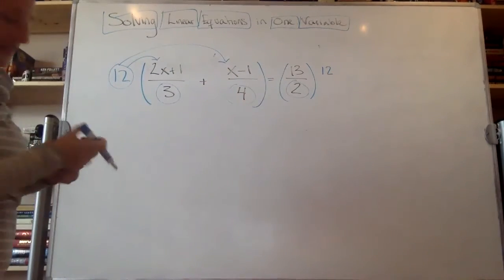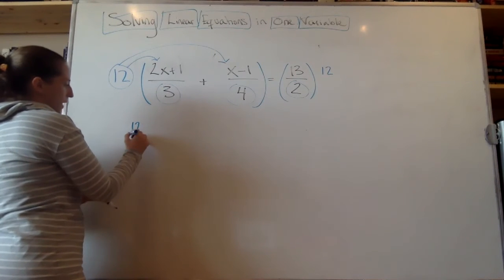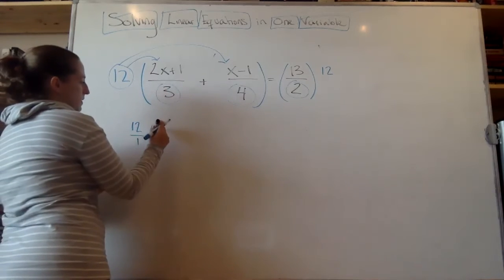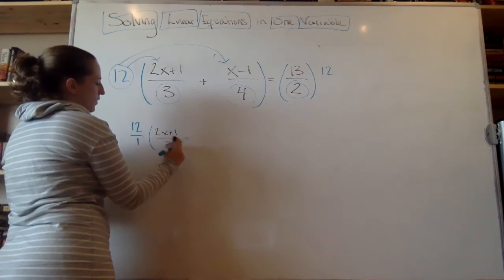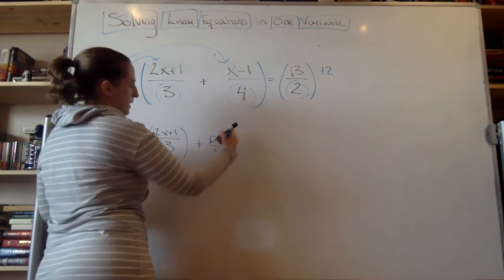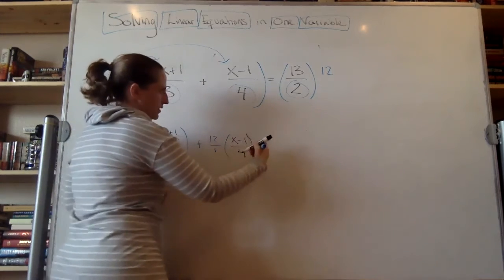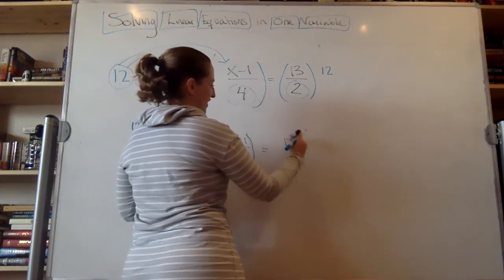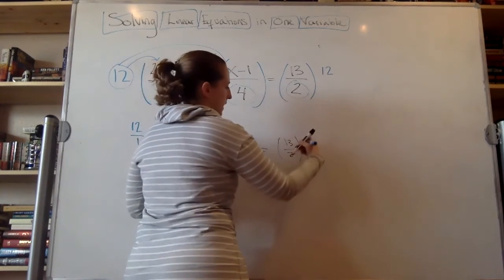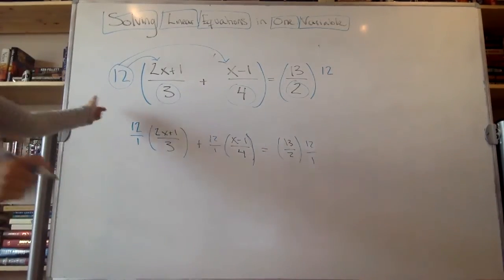I'm going to go ahead and explicitly write that out. You probably won't, or you may not do this, but that's okay. I'm going to do 12 over 1. That's the same thing as 12. Times this first term, 2x plus 1 over 3, plus 12 over 1 times the second term, x minus 1 over 4, and that equals 13 over 2, again, times 12 over 1. So all I did is explicitly write out that distribution step.